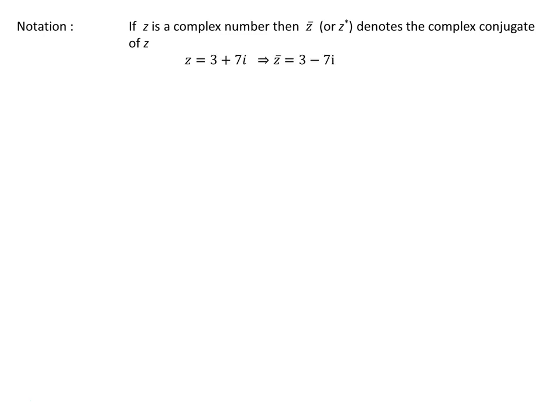So, if z is 3 plus 7i, then the complex conjugate of z is 3 minus 7i. And if w is minus 1 minus 3i, then the complex conjugate of w is minus 1 plus 3i. And in general, if z is p plus iq, then the complex conjugate of z is p minus iq.